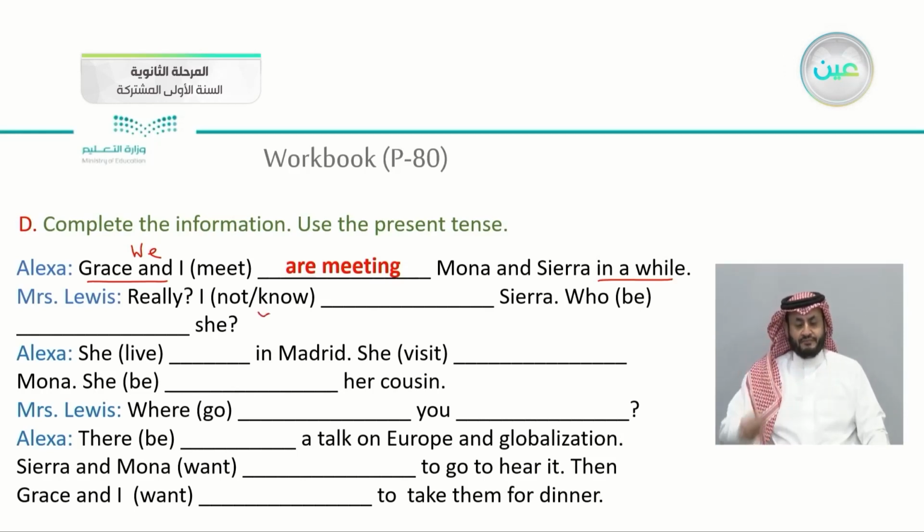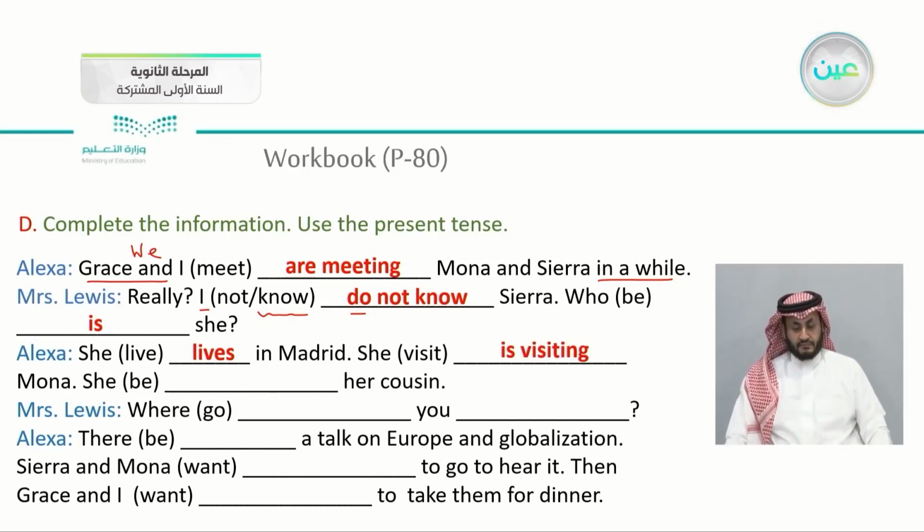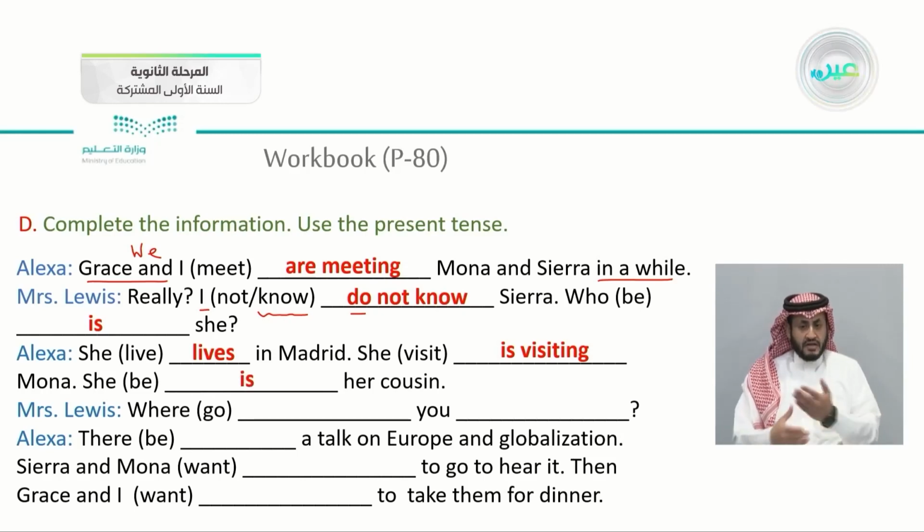Really? I not know Sierra. Know here is actually a stative verb, non-action verb. So always present simple. I don't know Sierra. We use do because we have I. Who, be, she. Be, it means is, are, or am. Who is she? Alexa will answer, she live in Madrid. This is her life. She lives there. And she visit Mona just this month. She is visiting Mona this month. Temporary situation. She, her cousin. The be is the is, are, or am, so she is.